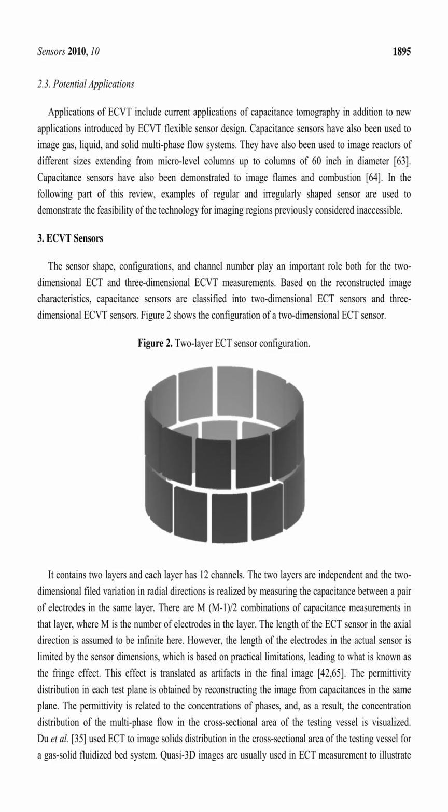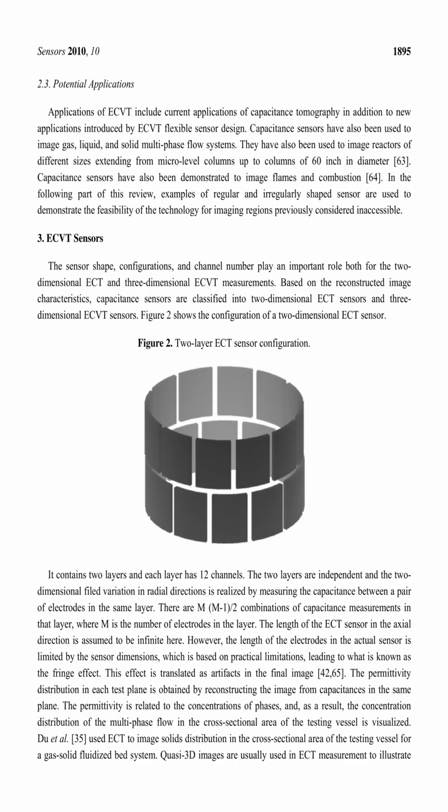ECVT sensors. The sensor shape, configurations, and channel number play an important role both for the 2-dimensional ECT and 3-dimensional ECVT measurements. Based on the reconstructed image, capacitance sensors are classified into 2-dimensional ECT sensors and 3-dimensional ECVT sensors. Figure 2 shows the configuration of a 2-dimensional ECT sensor. Figure 2. 2-layer ECT sensor configuration. It contains 2 layers, and each layer has 12 channels.